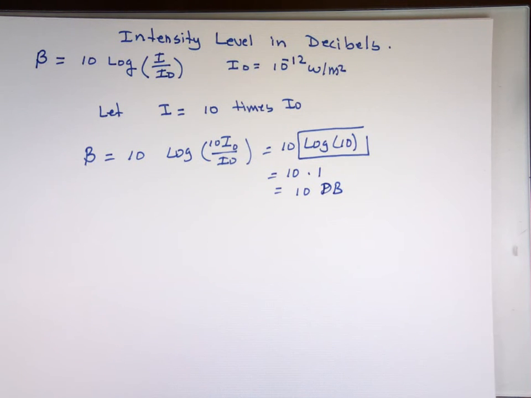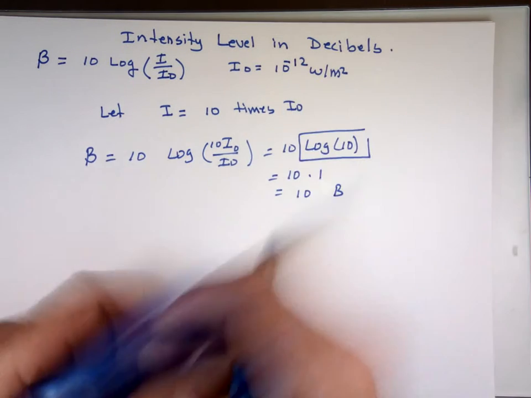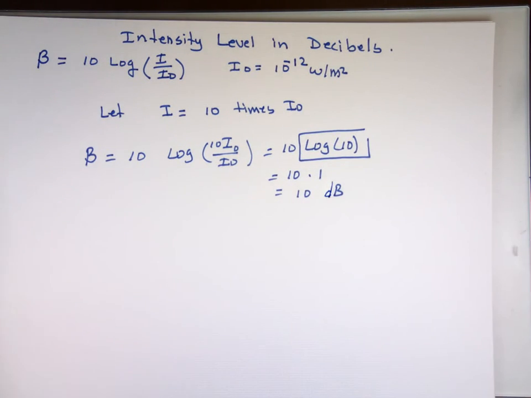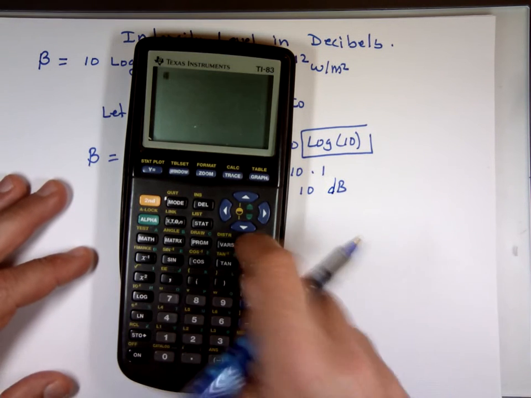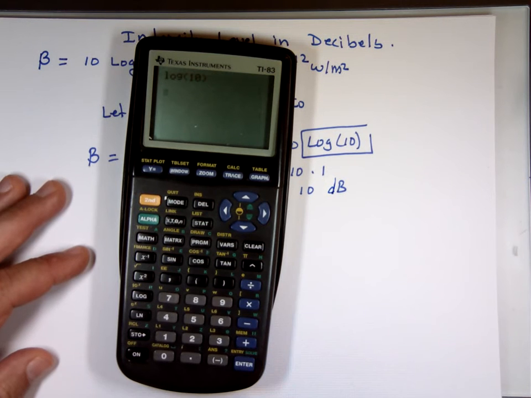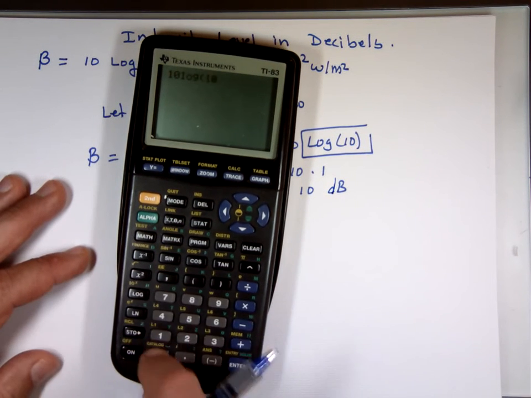dB, decibel. Actually, we always write small d and capital B. Decibel always small d, capital B. Again, if you have a calculator, if you go to the log, L-O-G, the log of 10, you should get a 1. If you go 10 times the log of 10, it should give you a 10.